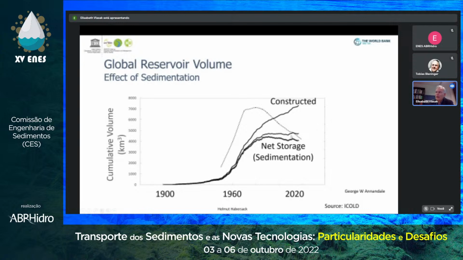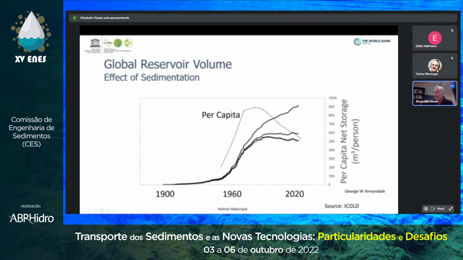And if we have no more available, what is the meaning of this? And it's even worse if you divide it by the per capita. So you divide it by the people on this planet, and then you see this line here. Basically in 1970 or whatever it is, we had the peak.